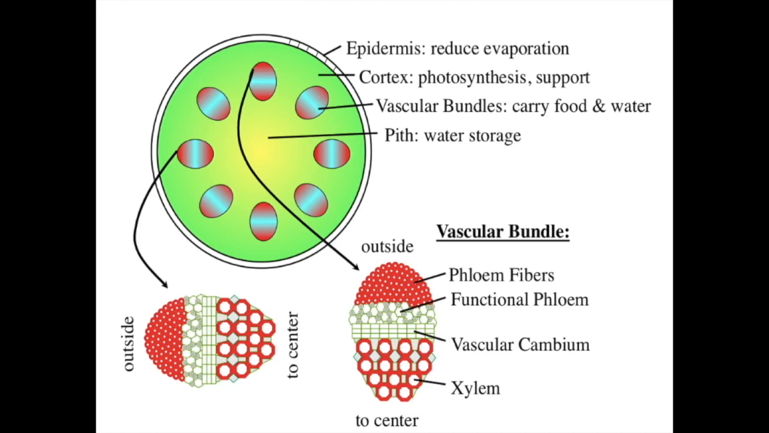Then we have the cortex. The cortex is a large majority of the outside of the non-woody plant between the vascular tissues. This is actually where photosynthesis can happen in the stem. So photosynthesis is not only reserved for the leaf, but it can happen in the stem. And that's happening here in the cortex. Then we have the vascular tissues. And then in the very center, which is the large majority of the plant, the pith.